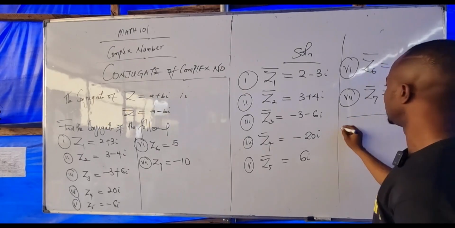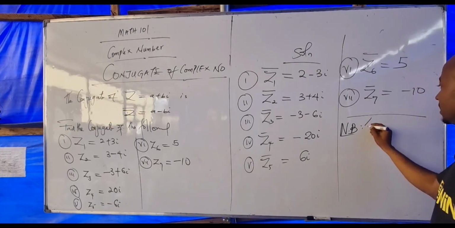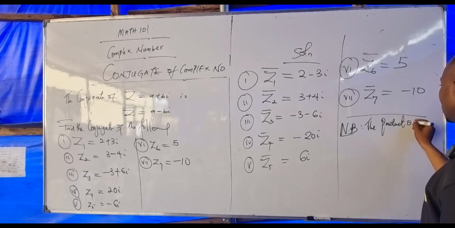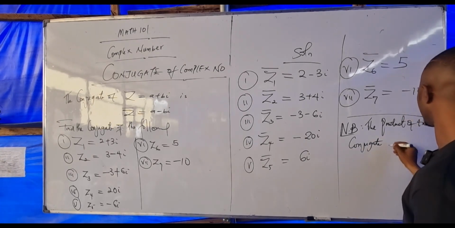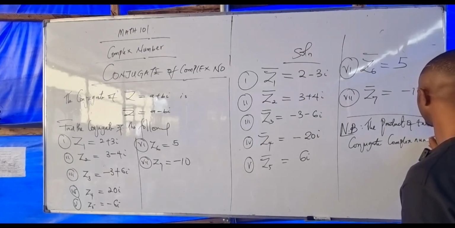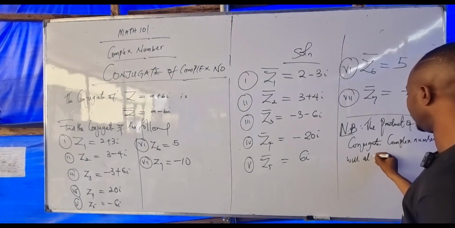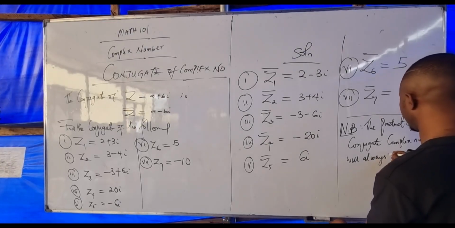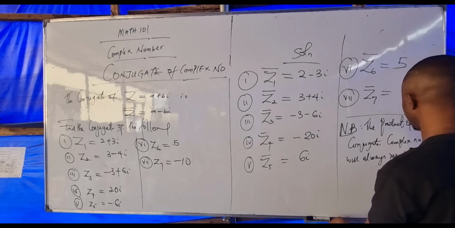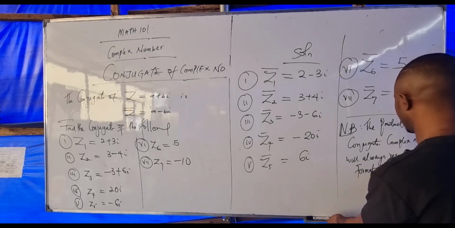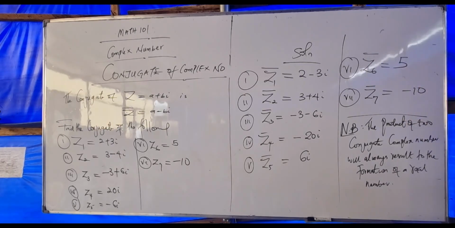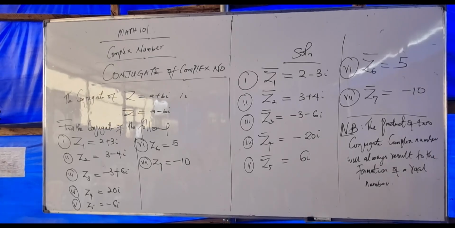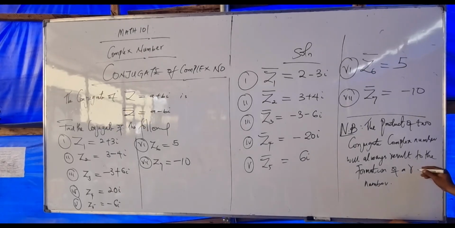Do you understand the concept here? Then I give a note. Note that the product of two conjugate complex numbers will always result in the formation of a real number.